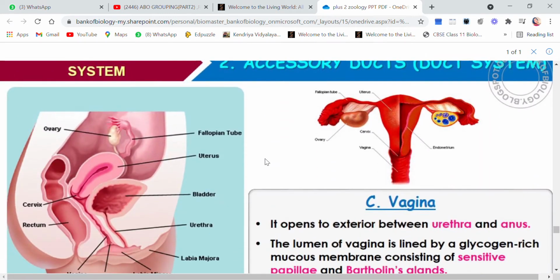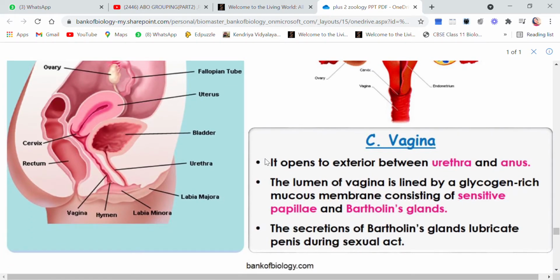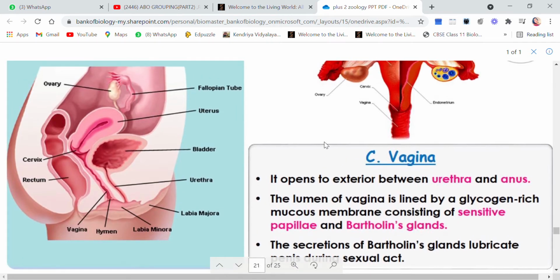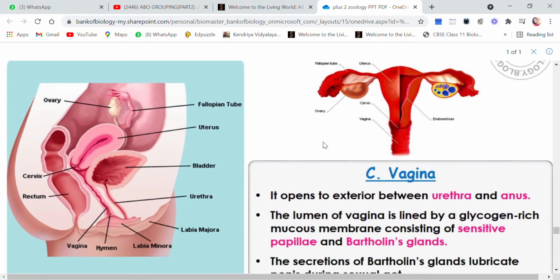So this is the uterus. Now the third accessory duct is the vagina. It opens into the exterior, the cervix, you see, and this is the vagina. It opens to the exterior between the urethra and anus. The lumen of the vagina is lined by a glycogen-rich mucous membrane consisting of sensitive papillae and Bartholin's gland. Now this region is quite sensitive.